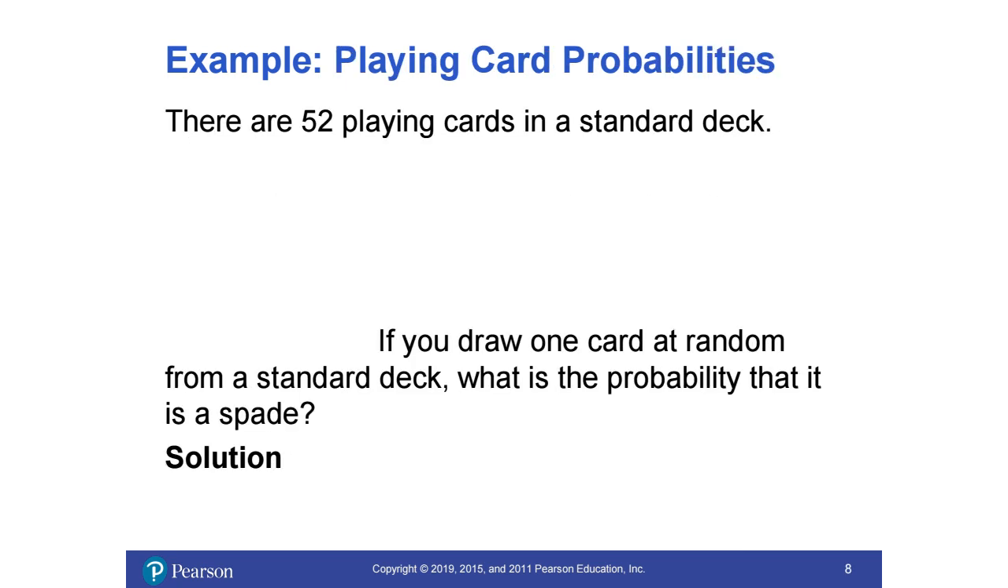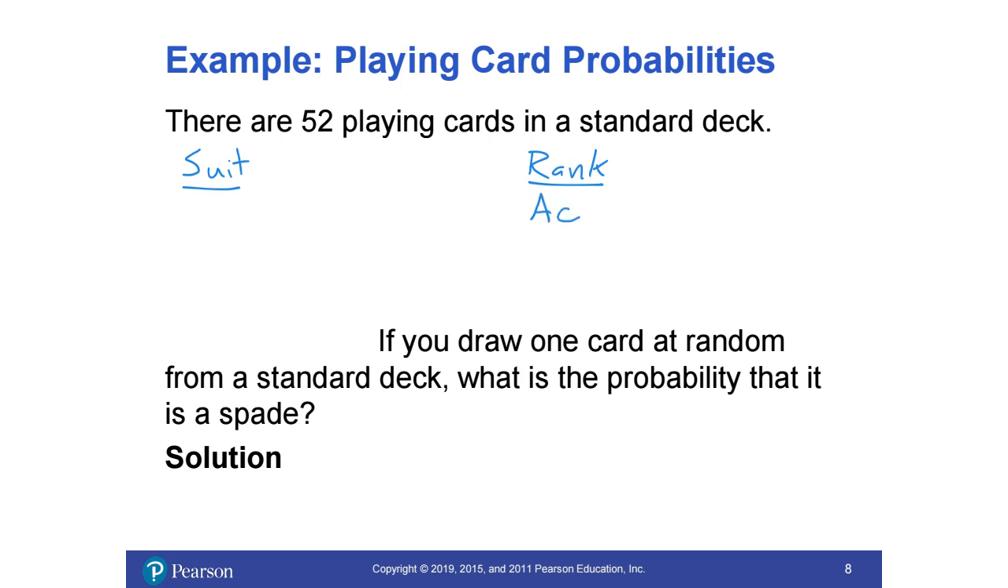Okay, for this next example, we need to talk a little bit about playing cards starting out. So there are 52 playing cards in a standard deck. So if you buy a deck of cards, open them up, throw away the jokers, throw away the advertisement cards, you'll have 52 cards left. Now, each card is going to have a suit, and each card is going to have a rank.